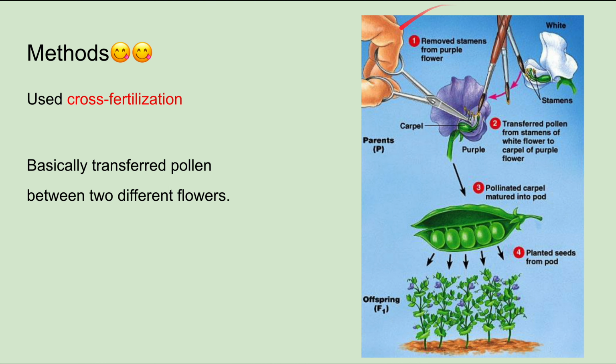This is a diagram of how he did it. He first removed the stamens from a flower, in this case purple, and he transferred pollen from the stamen, which is, remember, the male reproductive system, of the white flower to the carpel, which is the female reproductive system of the purple flower. As you can see, a paintbrush here takes the pollen all the way to the carpel. So he pollinated the carpel, and this carpel matured into pods. And then you see the diversity here.